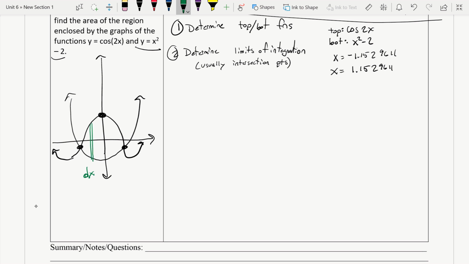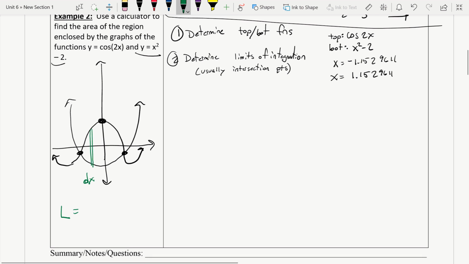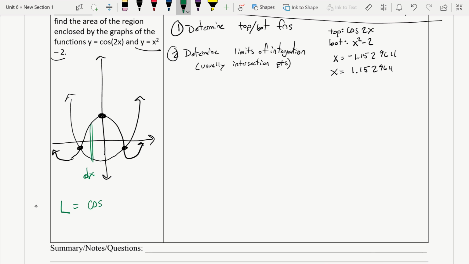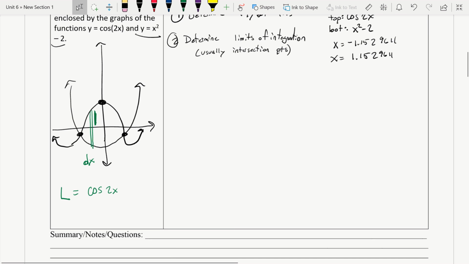Let's think about the length of that slice. So from top to bottom, what would my length be? Well, it would be the height of the top function, cosine of 2x, because that would get me this part. And then, if I just did the y value of that one, x squared minus 2, that's going to give me a negative number. But I need a positive for length. So I'm going to subtract it. That way I'm doing minus a negative to get a positive value. That should give me a positive number for length.